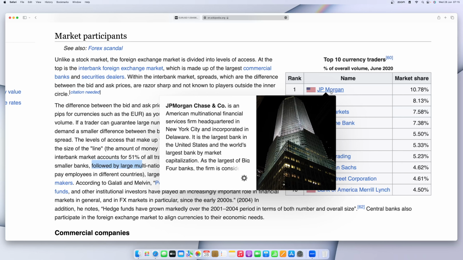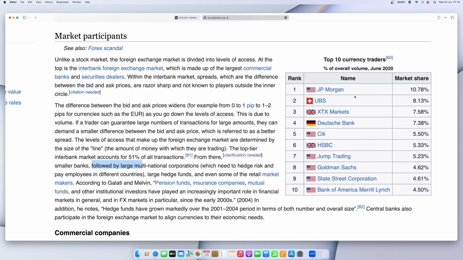See now, JP Morgan ranks number one in the rank. So it's at the top 10 currency traders. And then number two, we have UBS. Number three, number four, number five, number six, seven, eight, nine, and 10.